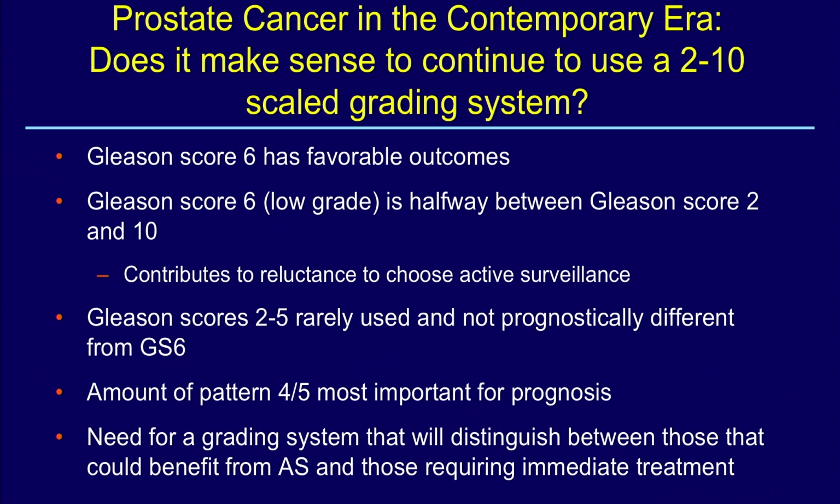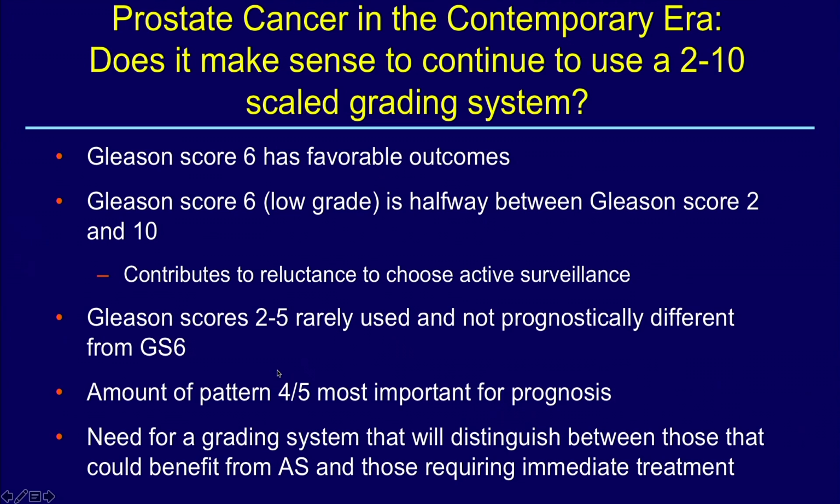Does it make sense to have a 2 to 10 scaled grading system for prostate cancer in today's world? Probably not, because Gleason score 6 has a favorable outcome. Yet Gleason score 6 is halfway between a score of 2 and 10, which is our parameters here. So when a patient looks at this, it contributes to the reluctance to do active surveillance, because that's right in the middle. It sounds like it's an intermediate grade. Gleason scores of 2 through 5 are rarely used. They're not prognostically different from grade 6. It's the amount of pattern 4 and 5 that is important for prognosis.